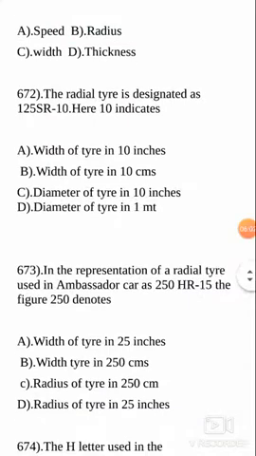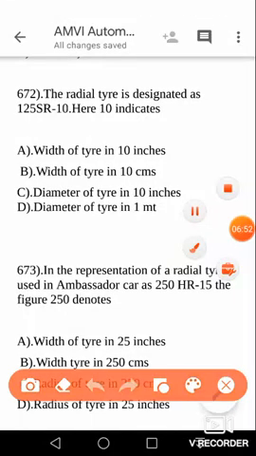Next question. The radial tire is designated as 125 SR10. So this is a standard notation, like 3 digits initially, then 2 letters, then a dash, then 2 digits. So if it is represented by 125 SR hyphen 10, what does the 10 here indicate? Is it the width of the tire in 10 inches? Now it is a question between inches and centimeters, probably meters also, right? Or is it the width or diameter? So now see the confusion. The 10 is going to tell that it is the diameter of the tire in inches, that you have to remember. Diameter of the tire in 10 inches.